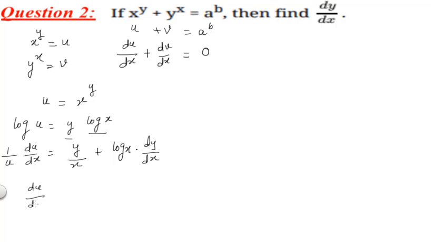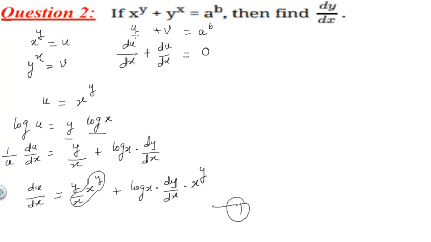We get du by dx equals y divided by x, multiply it with u, which is x to the power y, plus log of x dy by dx. We're going to multiply it with x to the power y. You can just simply solve this expression to write it as x to the power y minus 1. Clear? And from here we got the value of du by dx. Let me put it as first equation. You have to just place in this right expression.